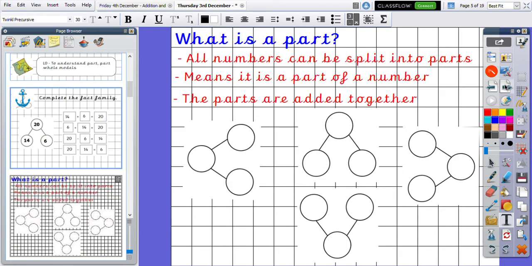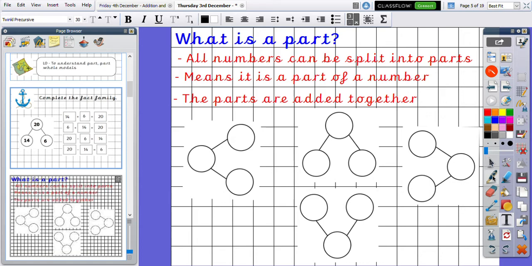So we are going to be having a look at part whole models today. But before we can have a look at the model in full, we need to have a look at the different sections of the part whole model. So what is a part? So all numbers can be split into parts, and it basically means that it's part of a number. The parts are then added together, and that will make my whole number, my biggest number.